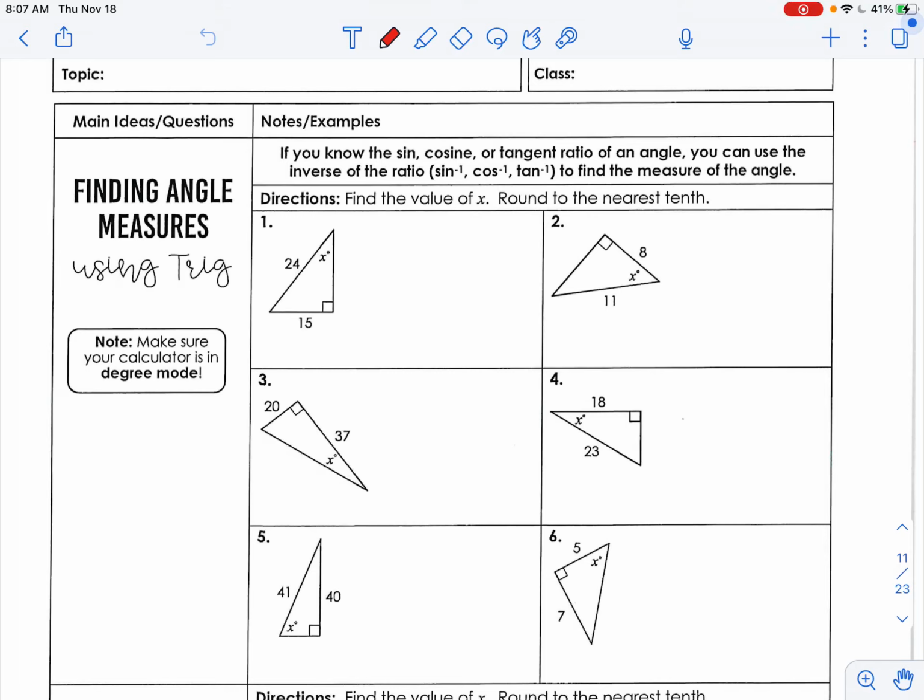Okay, so we're going to extend our trig section. We're going to call this section 7.5. And now what we're going to do is if I give you two sides, we're going to be able to find a missing angle, which again is something that we would not be able to do previously, but we're going to use our trig functions of sine, cosine, tangent. So we're going to use the relationship of SOHCAHTOA.